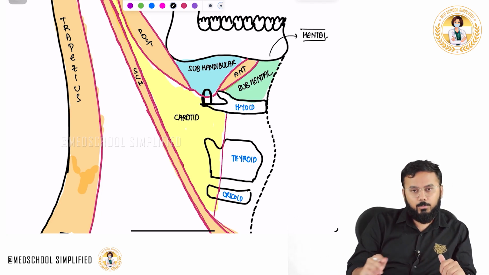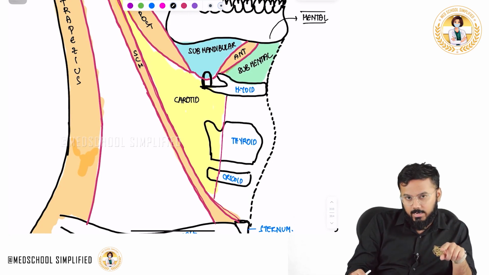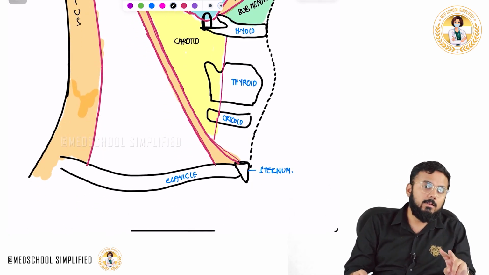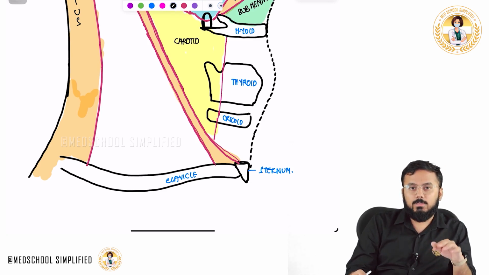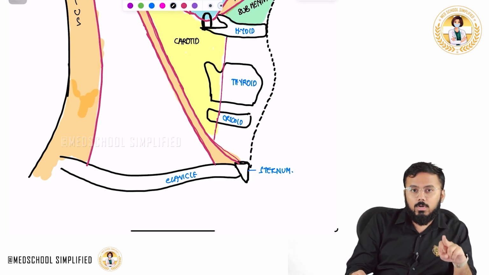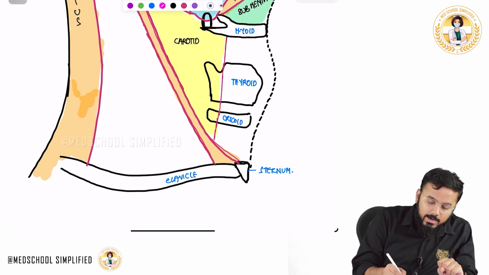Now when it comes to the posterior side, this entire triangle looks as if it is a single triangle, but actually there are two triangles over here. What did I tell you? Posterior to the sternocleidomastoid muscle, there will be two triangles. What are those two triangles? One is called the occipital triangle, another is your supraclavicular triangle. So how do you divide? I divide it like this.